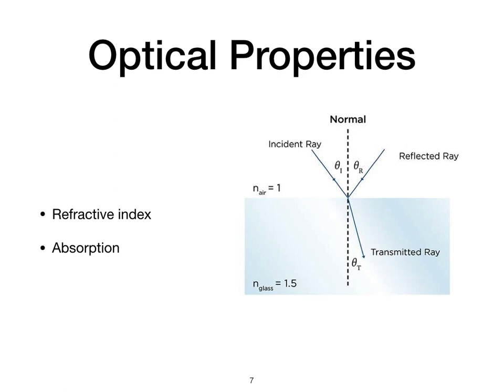When a beam of light hits a glass surface, part of the beam is reflected and part is transmitted. The index of refraction of the glass determines not only how much light is reflected and transmitted, but also its refracted angle in the glass. So this angle of transmission can be calculated using Snell's law.